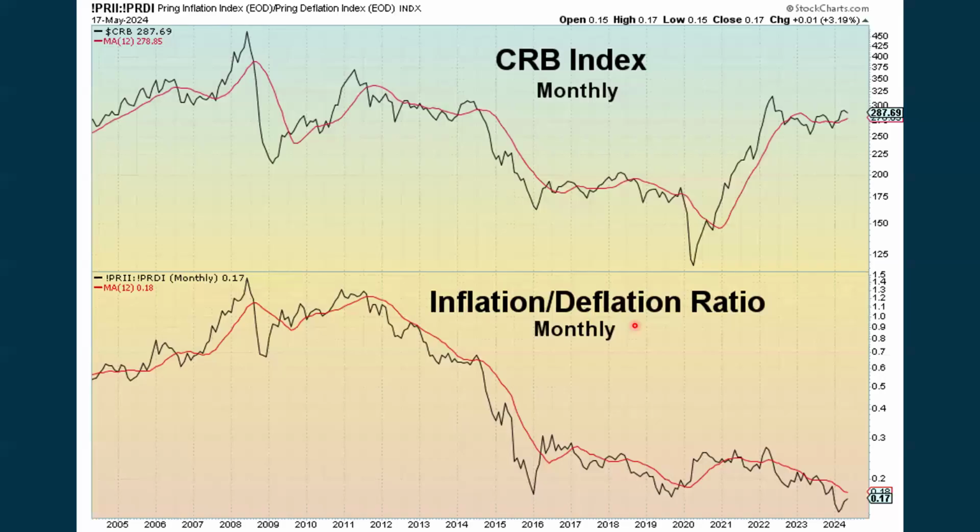We look at inflation. This is a monthly chart of the CRB index where it's pretty much been chopping sideways, but it's still in a longer term uptrend. And then we do a ratio between inflation and deflation, and we're still going down. The moving average is going down, even though it has been coming back up recently. It's just showing that inflation is not necessarily a problem, according to this chart, based on a monthly view.